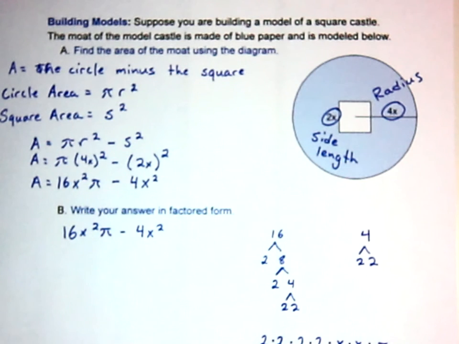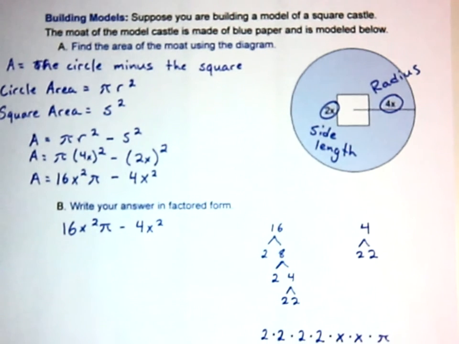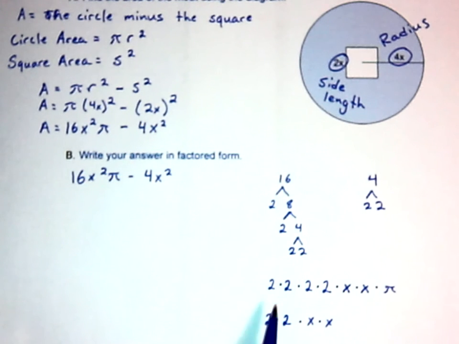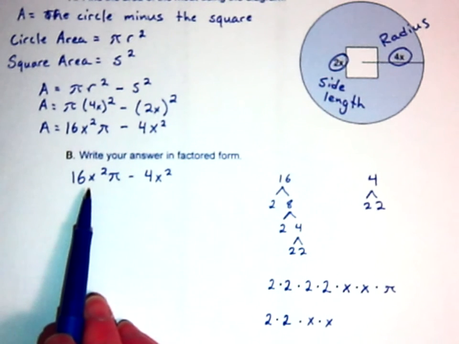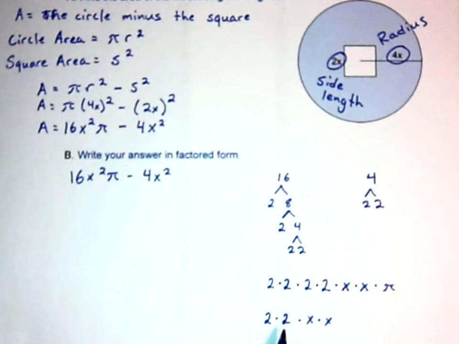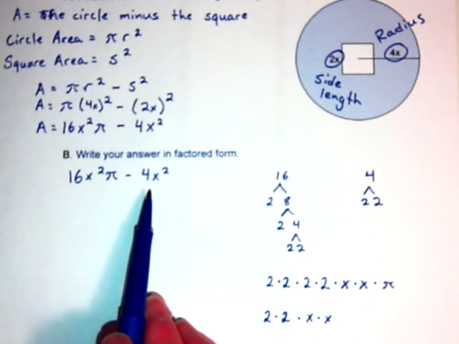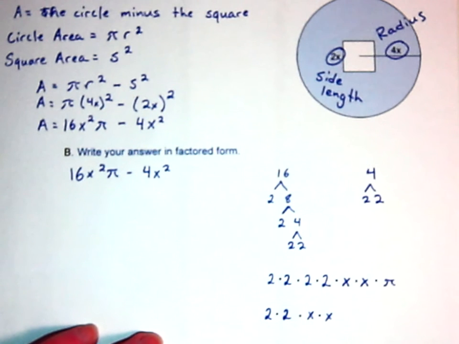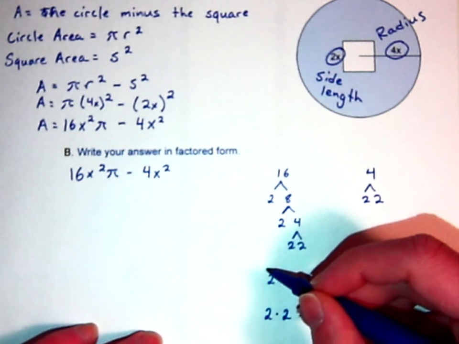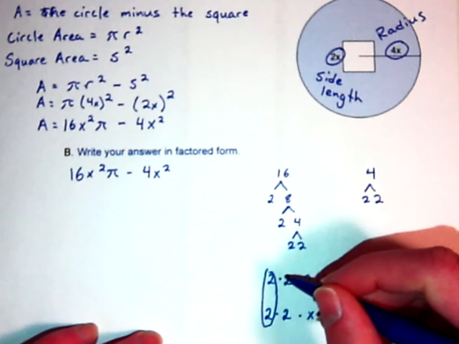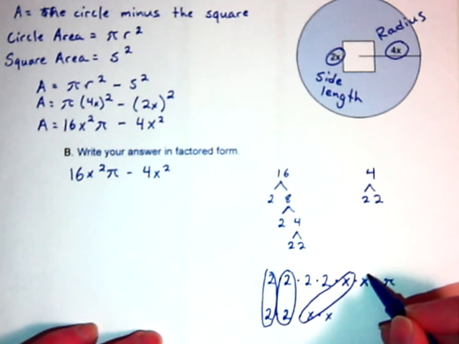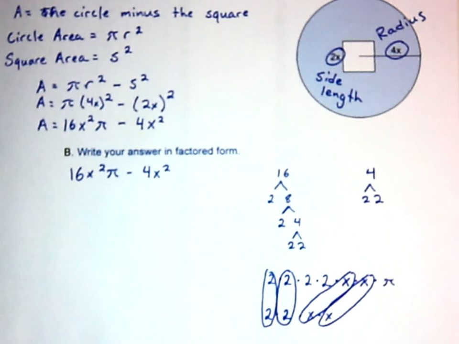Hopefully you can look at these two problems, and let me scoot this up. I realized it's no longer on our sheet. There we go. Here is the prime factorization of the first monomial of our binomial, and this is the factorization of our second monomial. Looking at these values, we're looking for common factors, things they have in common. I see this is common, this is common, this is common, this x is common, and this x is common. So I can take those out.